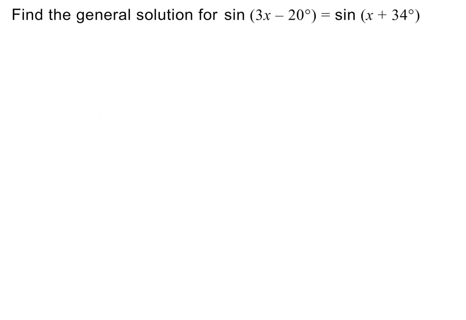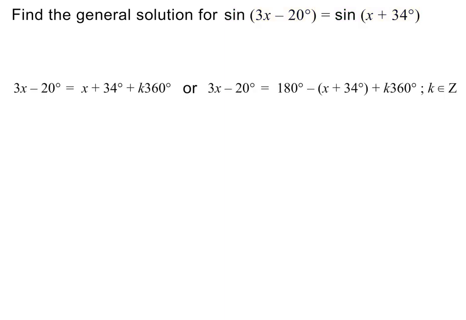Here is the next question, which is quite different to the ones we have just done. It is different because we have sine on both sides and two different angles. In cases like this, we can immediately write down the general solution as follows. Please note, the angle on the left-hand side is written on the left, and the angle on the right-hand side is written on the right.